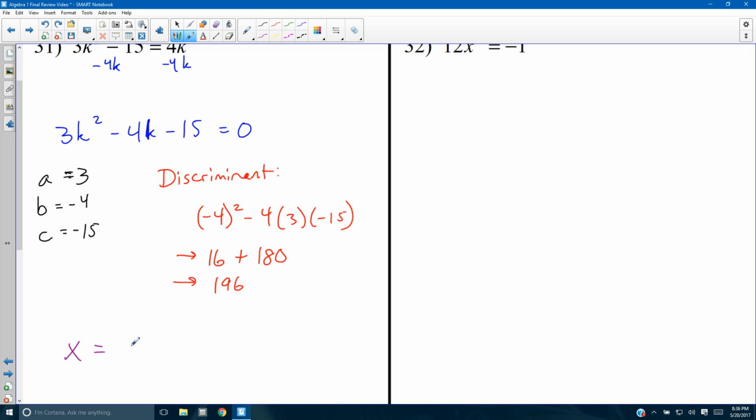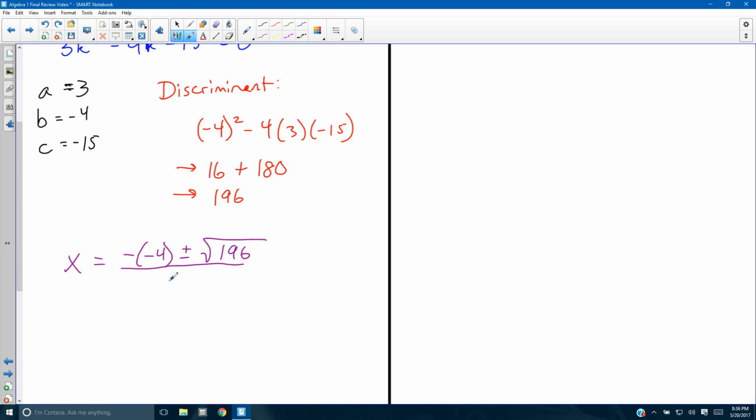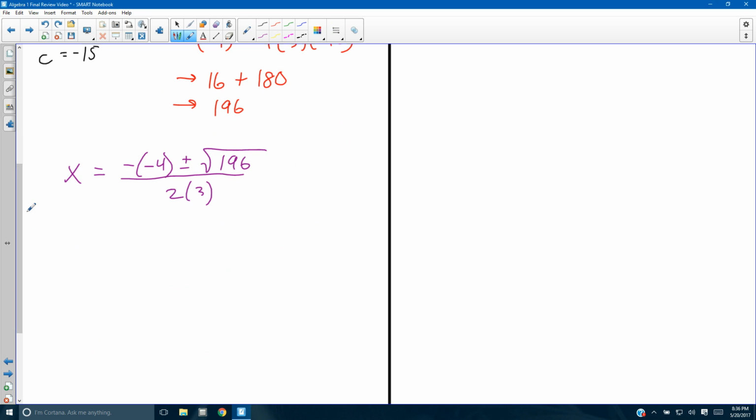X equals minus b plus or minus the square root of b squared minus 4ac, see how quick that was, all divided by 2a. See, that way, when I go to my next step, everything's cleaned up as I need it to be. The opposite of negative 4 is positive 4. The square root of 196, lucky us, is 14. And 2 times 3 is 6. So x equals 4 plus or minus 14, all divided by 6.